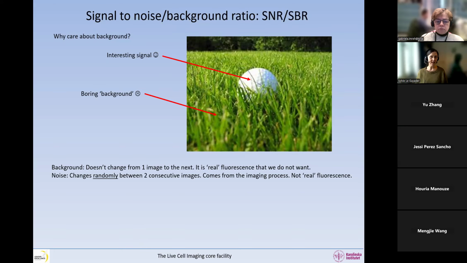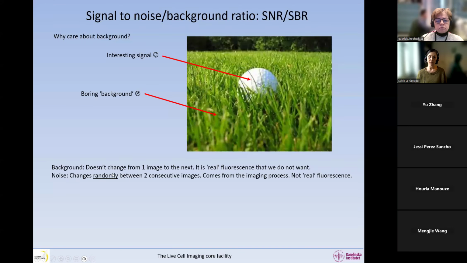So why do we care about the background? Well, you can see in here we have this little ball in the field, and we're trying to hit the ball. If you don't know where the ball is, you have to find the ball. How do we find the ball? We are looking for this. This is our interesting signal, and then you have lots of stuff that is hindering us from finding our ball. The background is the grass.